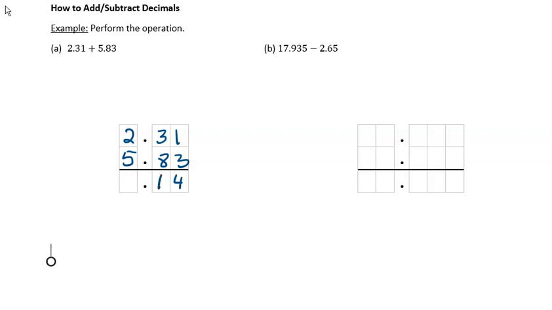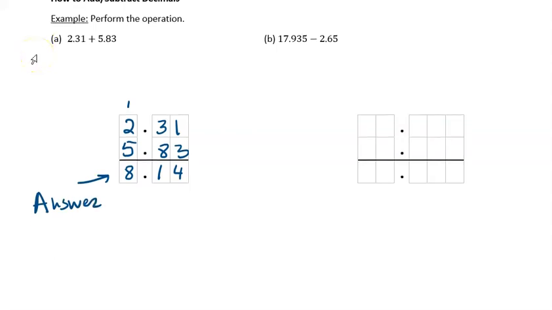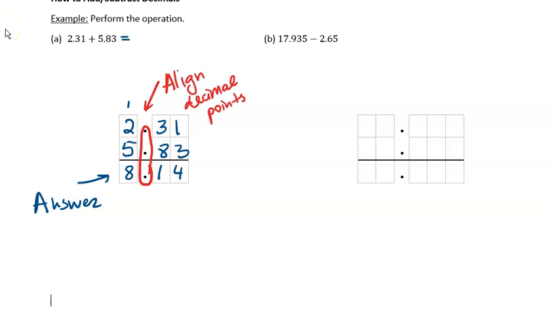So I'm going to write down 1 and I'm going to carry over 1. And then we have 2 plus 5, that's 7. 7 plus 1, that's 8. And that's where we're going to get the answer. And what's important is that the decimal in the answer is also aligned. So the answer is 8.14.